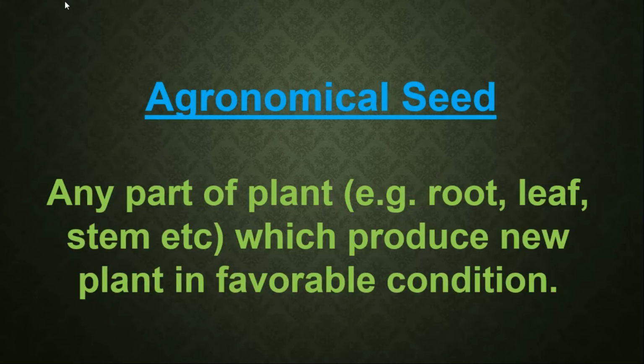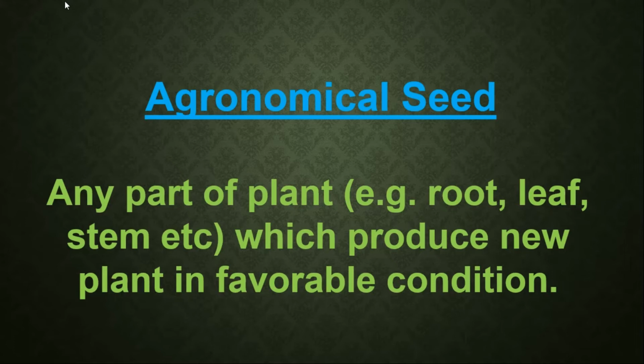Now, it's time to know about agronomical seeds. What is the definition of agronomical seeds? The definition is any part of plant, for example, root, leaf, stem, sucker, etc., any plant part which produces a new plant in favorable condition.